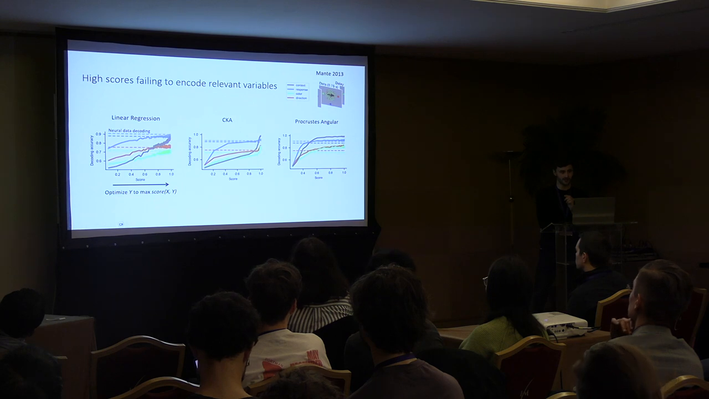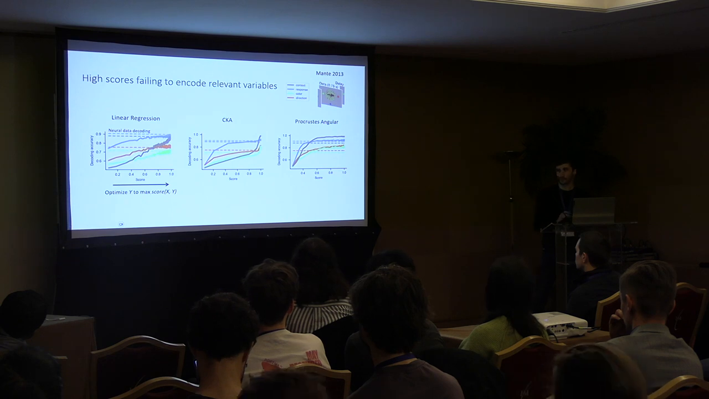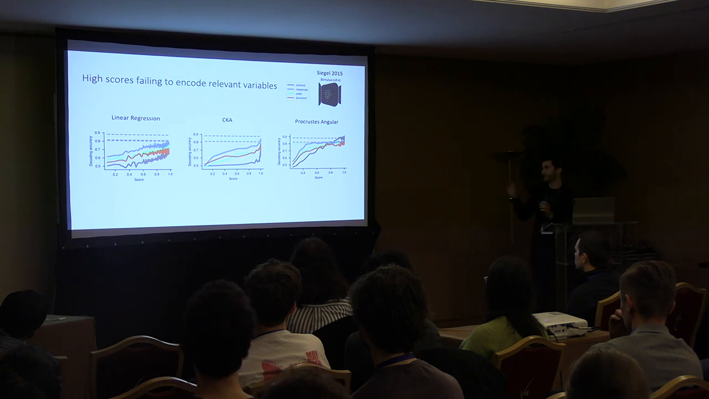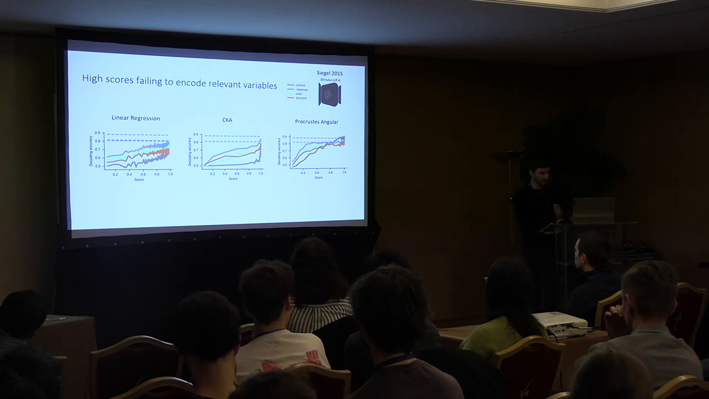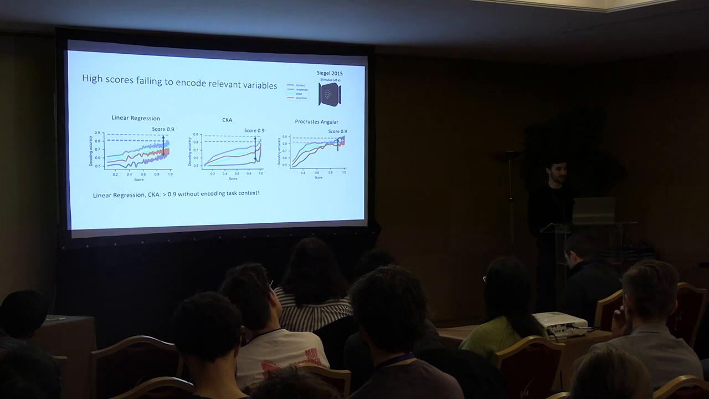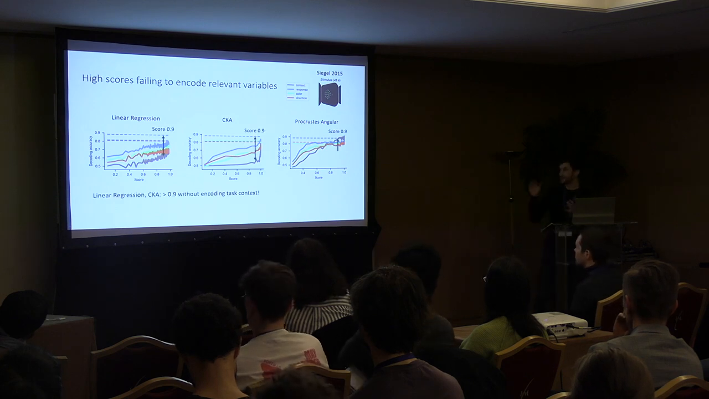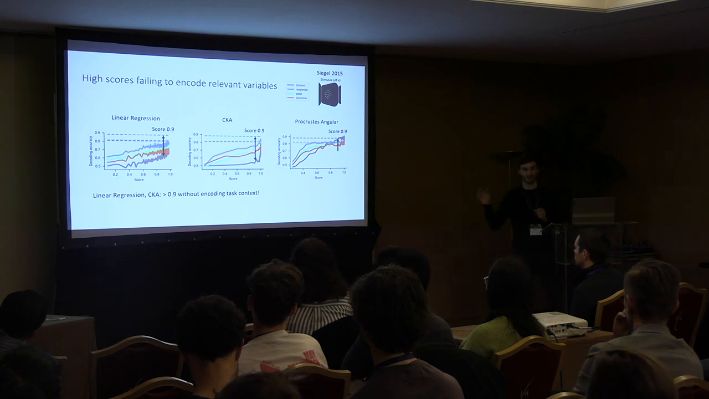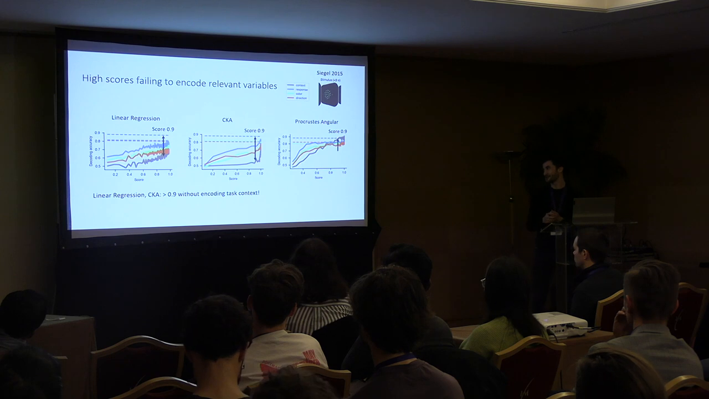For CKA, if we look at this context variable, for example, if we take a score of 0.9, we still cannot fully decode the context. Whereas for Procrustes angular, it seems that we can decode all the variables correctly. And this is even more extreme for this data set. Now, if we look again at the score of 0.9, you can see that for linear regression, we cannot fully decode the context. For CKA, we can decode the context only as well as in the random initial noise. As for Procrustes, as we get a score of 1, we can decode everything.